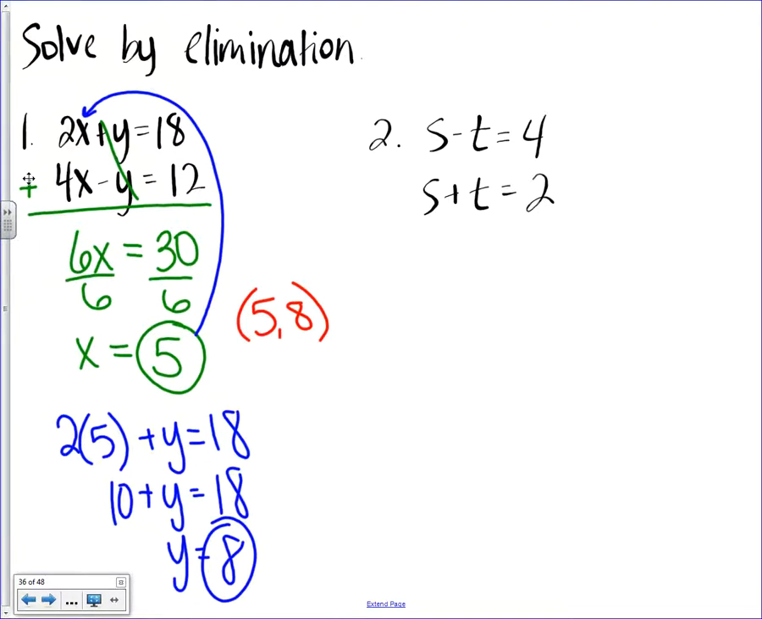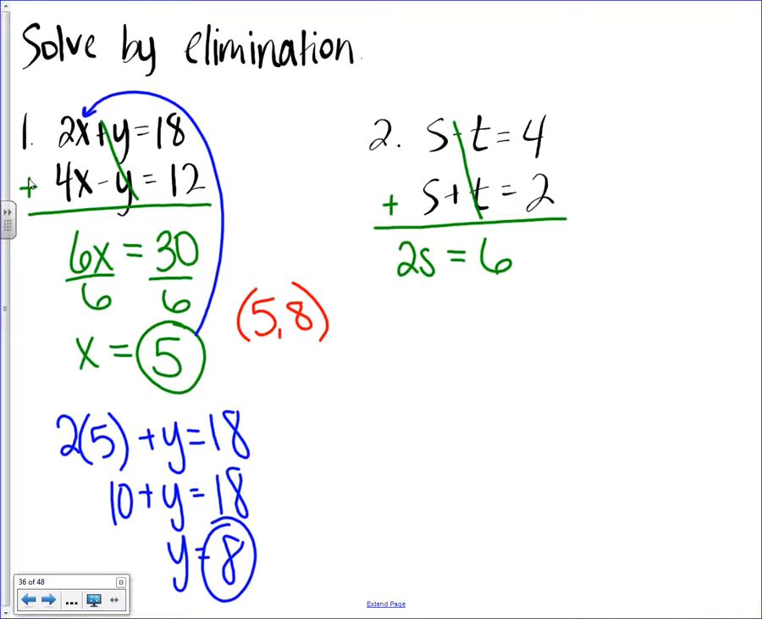Are they in standard form? They are. Are either of them additive inverses? Which ones? The t's are additive inverses. So I am going to add them. Okay. If I add them, how many s's do I get? How many t's do I get? None. They have been eliminated. How about your constants after the equal sign?